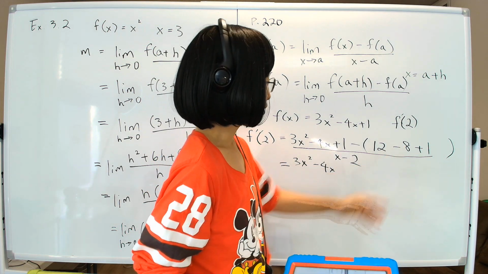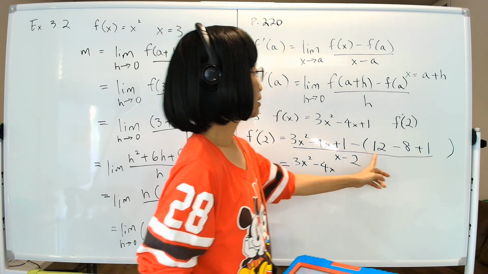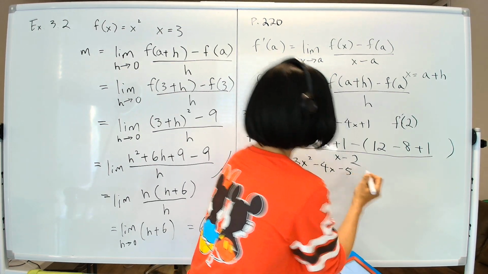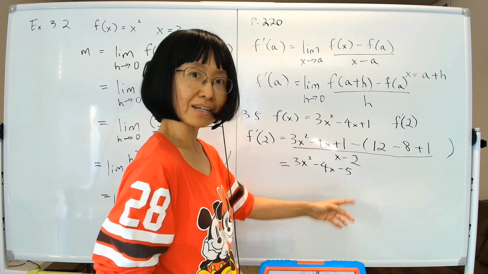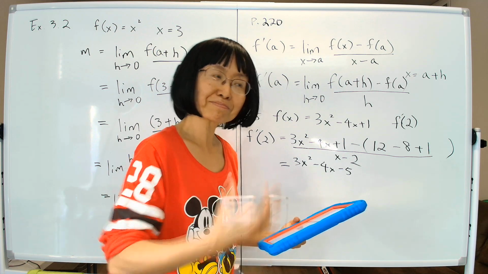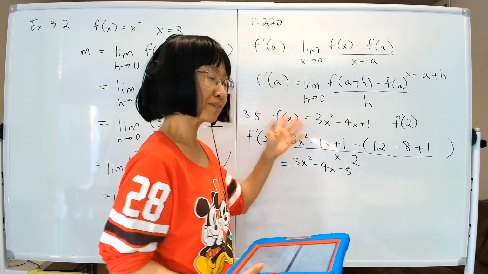12 minus 8 plus 1. That is what? That's 4 plus 1, right? 5. Minus 5. Okay. Yeah, remember in algebra you have to keep very careful track of the signs. If you mess up anywhere in here, your whole problem is shot. And well, when that happens, start from the beginning.